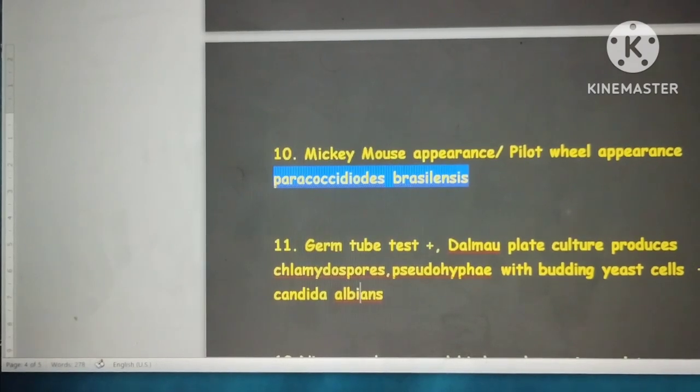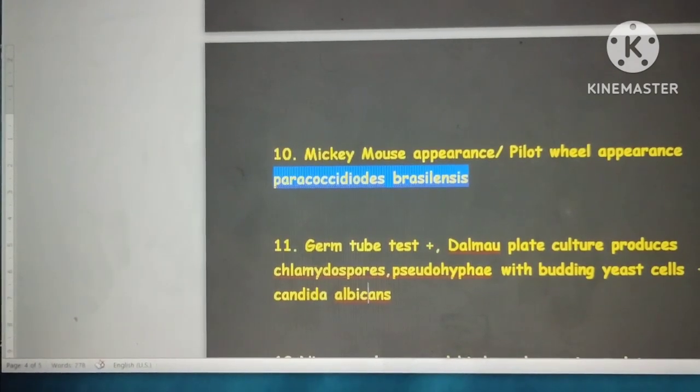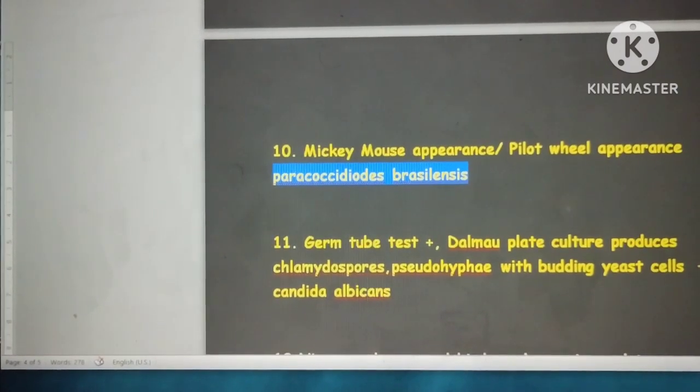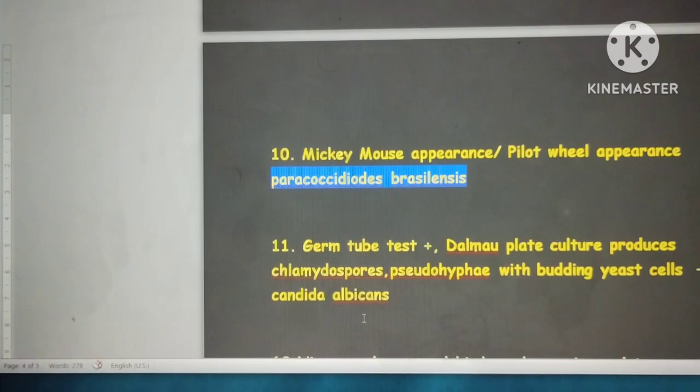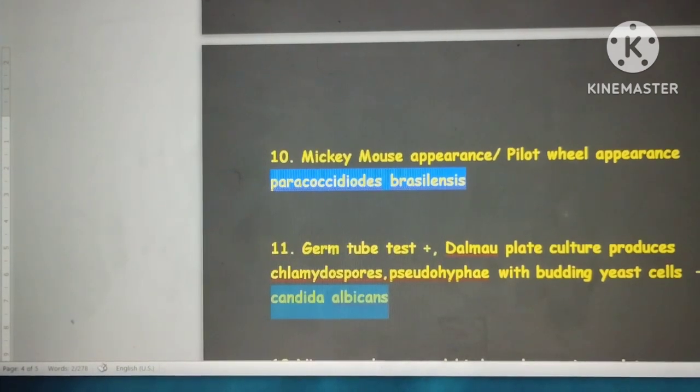An HIV patient had oral thrush, and on examination there was a coated tongue with a whitish membrane, and LPCB or Gram stain showed pseudohyphae with budding yeast cells, germ tube test positive. If there is a germ tube test positive in the exam, close your eyes and mark it as Candida albicans.